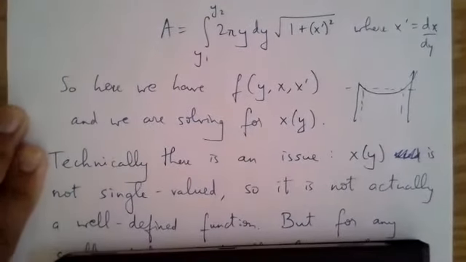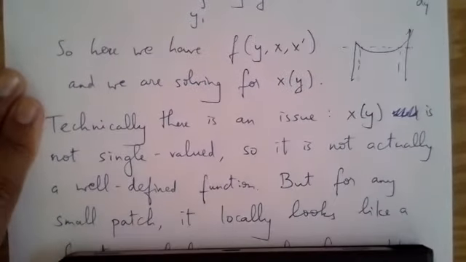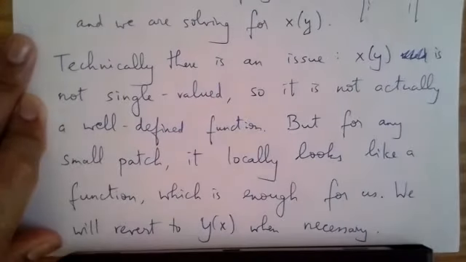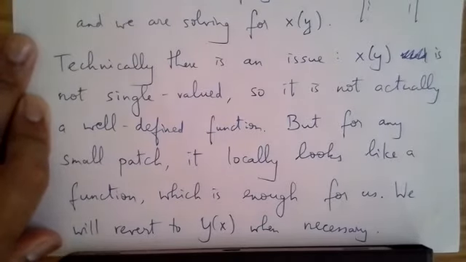And at the necessary step, we will revert back to y of x. And when I say locally, it's still well defined. What I mean is that if you take any small patch of the curve, it doesn't matter whether you're looking at y of x or x of y, it is single valued. It doesn't cross itself in every single spot or be double valued in every single spot.